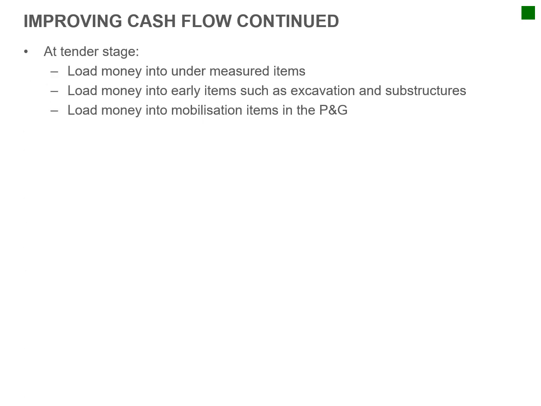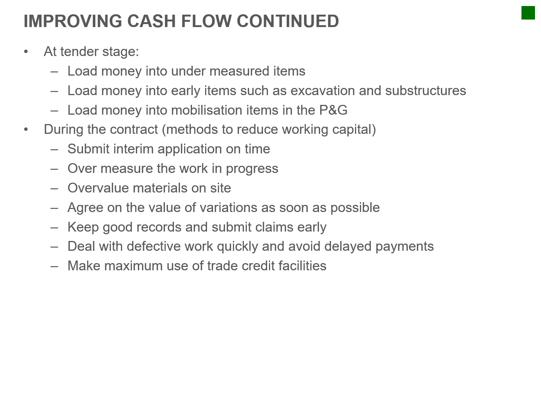Okay. So the things to improve your cash flow: at tender stage, load money in under measured items, load your money into early items such as excavations, subcontractors, load money into mobilization items in the P's and G's. During the contract, submit interim applications on time, over measure the work, overvalue material on site, agree on the value of variations as soon as possible, keep good records and submit claims early, deal with defective work quickly and avoid delayed payments, make maximum use of trade credit facilities.